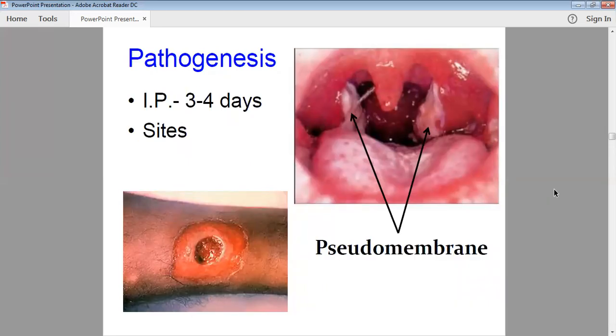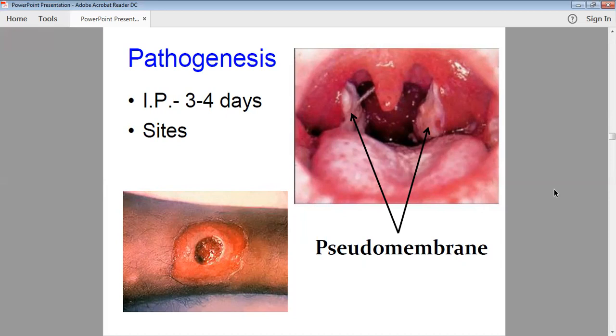Clinical presentation depends on the site of infection. The commonest site is the sore throat, with cough, hoarseness of voice, pain in deglutition, and fever. That is the commonest presentation of the patient. If the patient also has toxemia, then the patient is toxic. And if there is myocarditis, then the patient has circulatory failure.